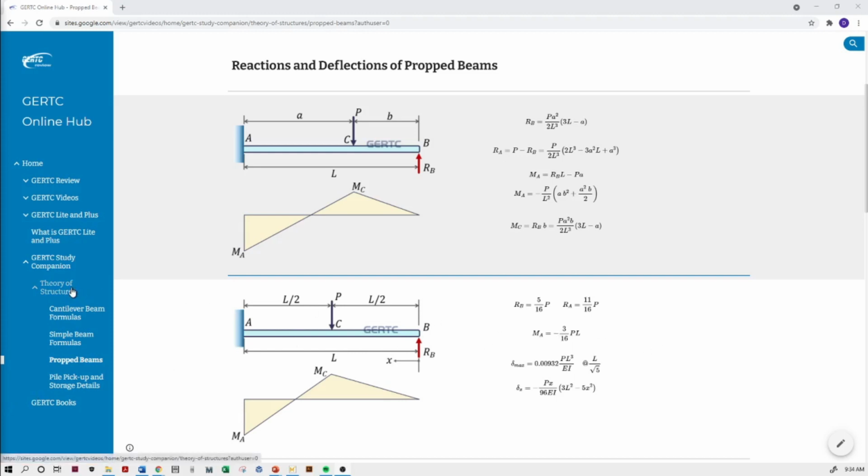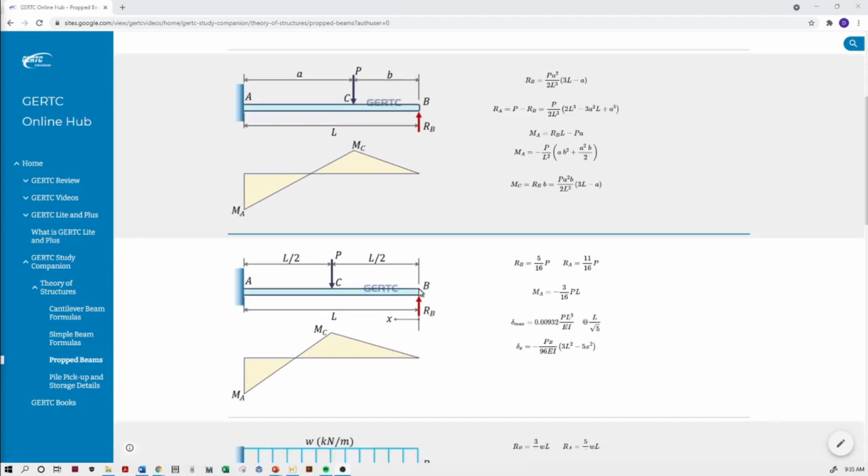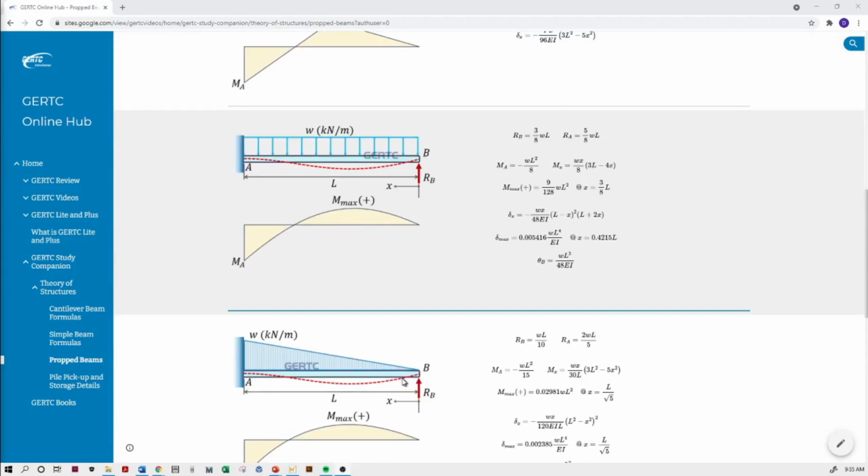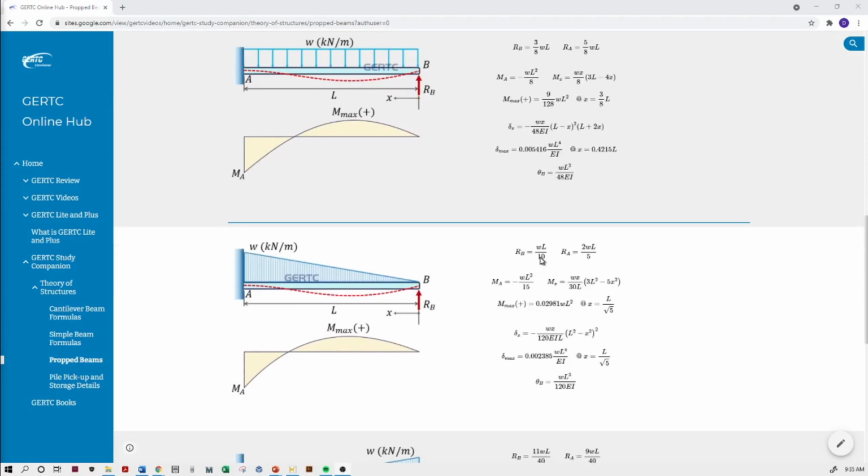So, meron tayo ditong, this is still under construction. Parami ito later on. So, meron dito under the study companion, we have theory of structures, and then for propped beam. So, nandito yung mga reactions sa moment. So, we have the reaction for a concentrated load at any distance, concentrated load at the middle. Uniform load is, the reaction at B is 3/8 WL. And for the varying load, the reaction is WL over 10. So let's make use of these formulas to solve the reaction at B.